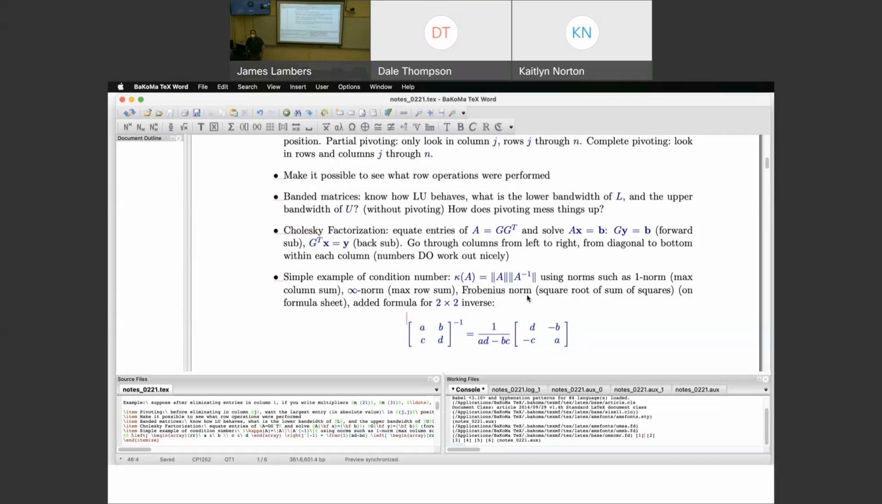Matrix norms. The one norm of the matrix, you take the largest column sum. The infinity norm of a matrix is the largest row sum. Frobenius norm is the square root of the sum of squares of all the entries of the matrix.